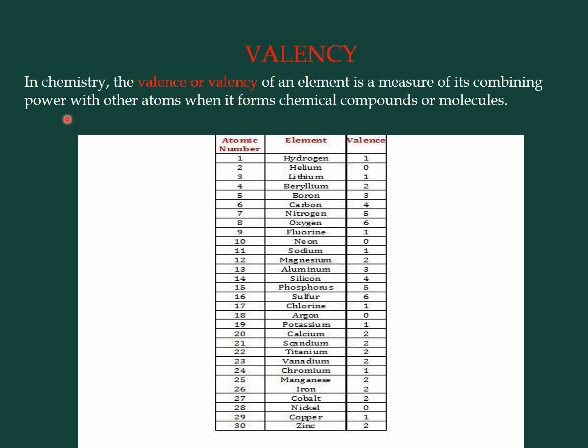So in chemistry, the valence or valency of an element is a measure of its combining power with other atoms when it forms chemical compounds or molecules. So valency is the combining capacity of the atoms. Children, here the names of the elements are given and their valencies are given. You have to learn all the valencies in order to write down the chemical formula.